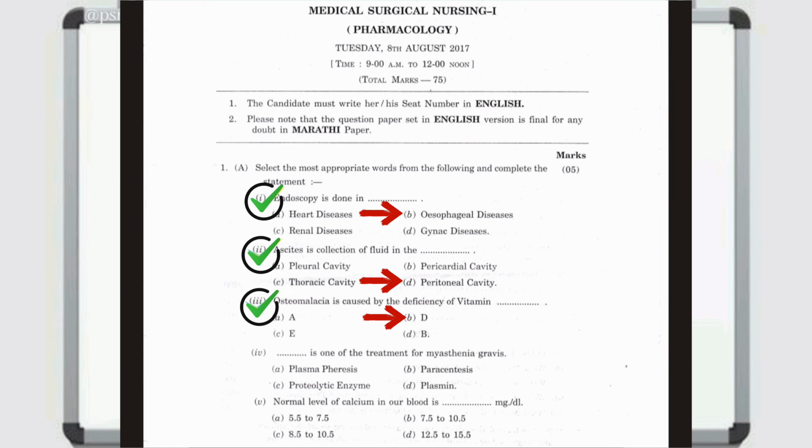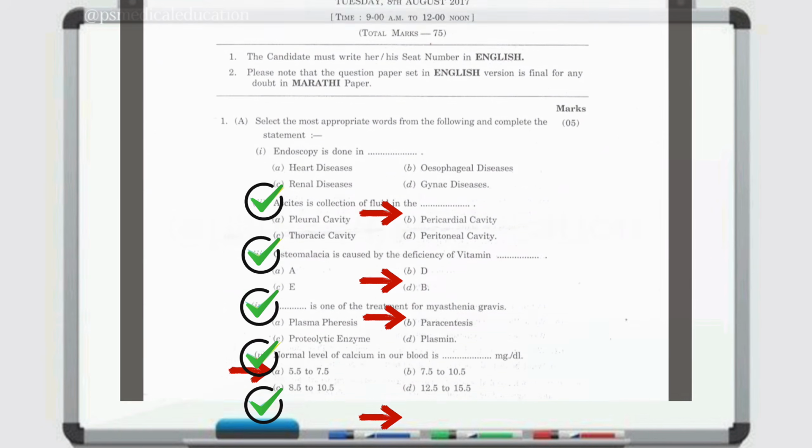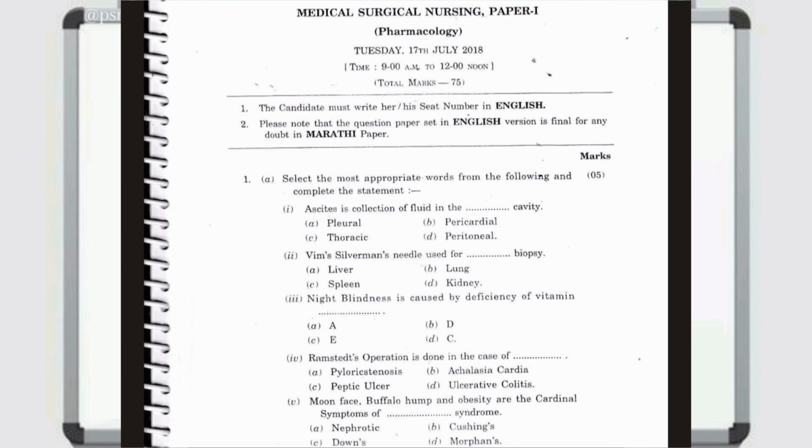Answer is B. Next, dash dash is one of the treatments of myasthenia gravis. Plasmapheresis. Answer is A. Next, normal level of calcium in our blood is 7.5 to 10.5 mg per dl. Answer is B. Next, ascites is collection of fluid in the peritoneal cavity. Answer is D. Vim-Silverman needle is used for lung biopsy.